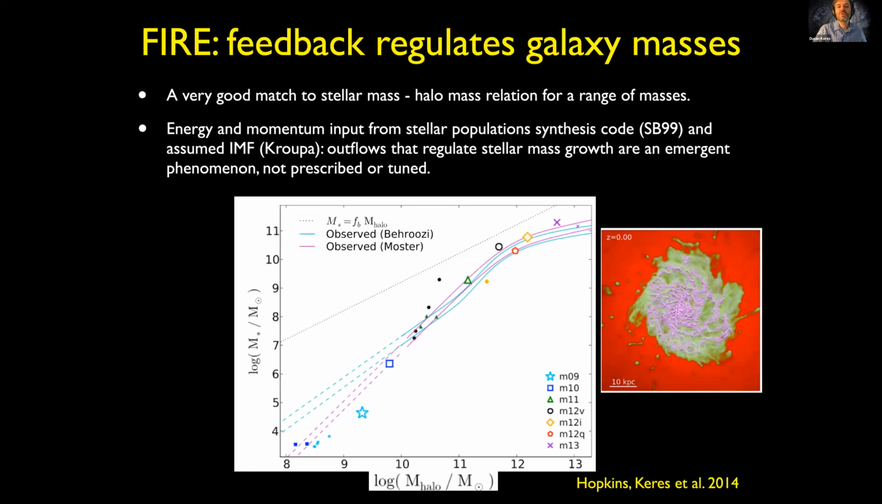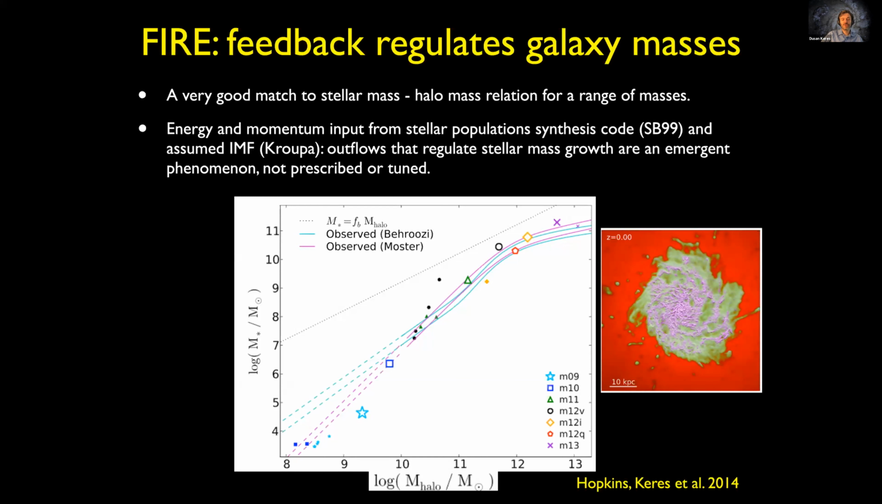So the outcome of the simulation is that now the stellar masses of these galaxies are actually in much better agreement with what is observed. So this is the stellar mass-halo mass relation, and these different solid and dashed lines are observational estimates, and different symbols come from our early simulations. And the good thing about this is that agreement is actually very good, and it just comes from the input from stellar population synthesis model and assumed initial mass function.